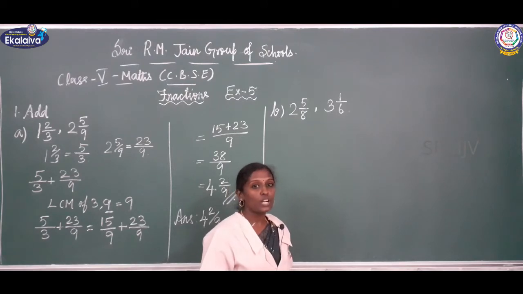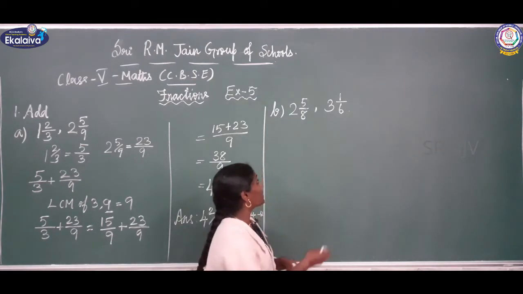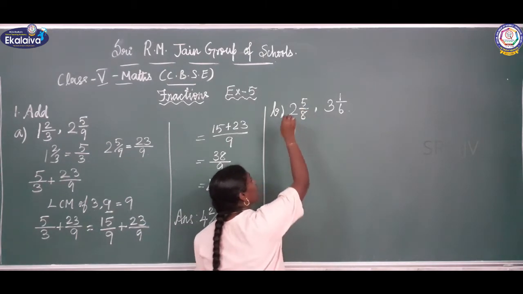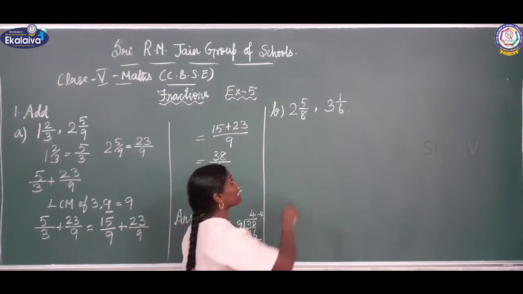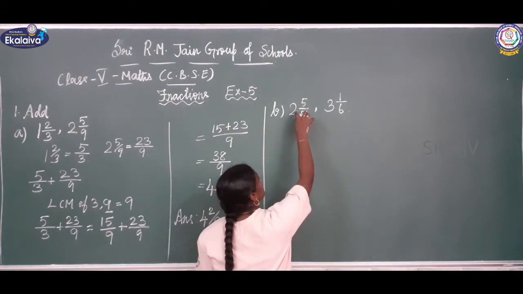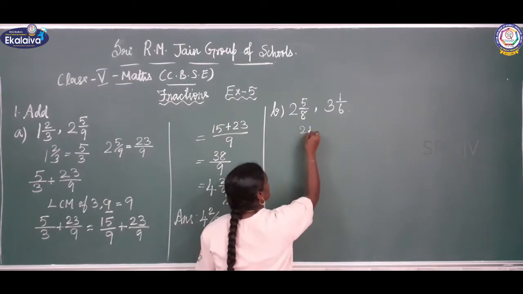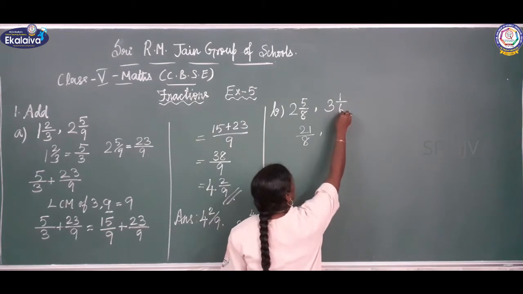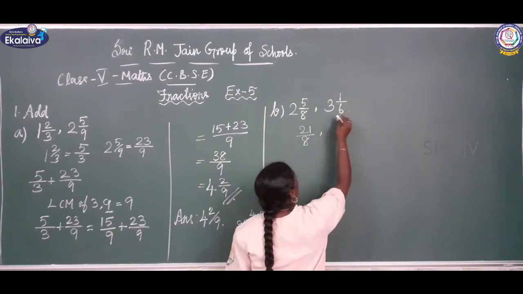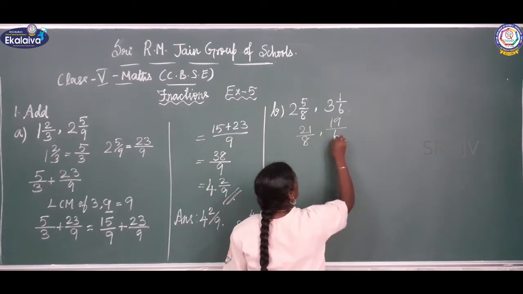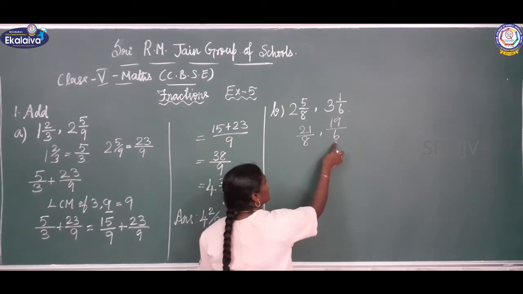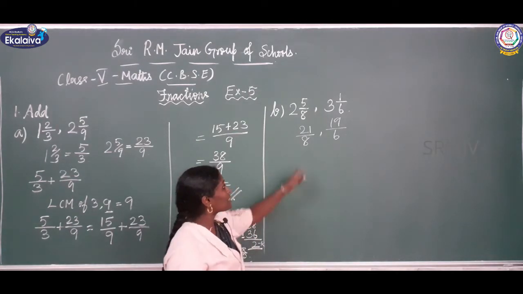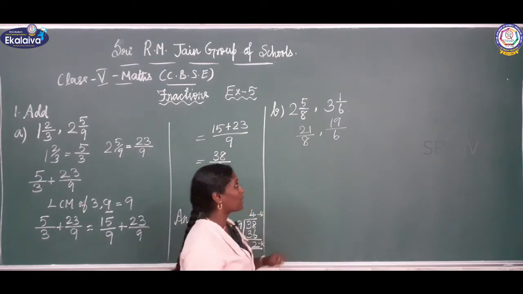First step we have to convert the given mixed fractions to improper fractions. Okay, then we have to multiply the denominator and the whole number part. 8 2s are 16. Then we have to add the numerator. 16 plus 5, that is 21. Then the same denominator number 8. Then here 6 3s are 18. 18 plus 1 is 19. 19 by 6. Now these two fractions are unlike fractions. So we have to convert them into like fractions by finding the LCM of the denominators.